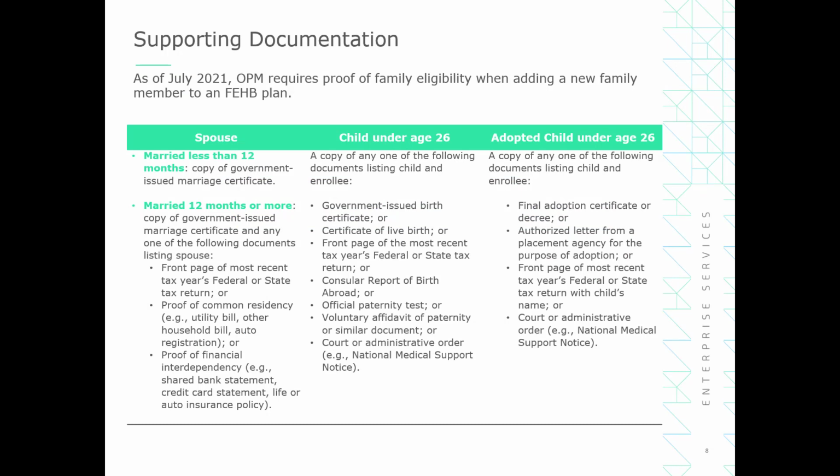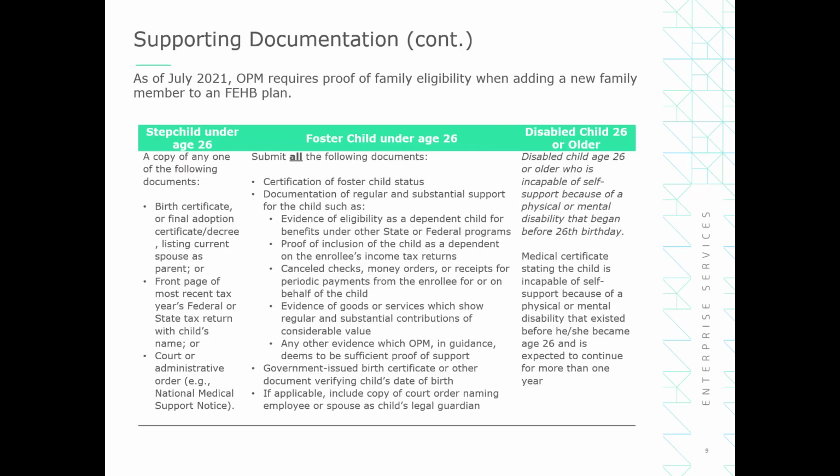As of July 2021, the Office of Personnel Management requires proof of family eligibility when adding a new family member to an FEHB plan. See the examples on the screen for the type of documentation that may establish family member eligibility for FEHB coverage. The enrollee may remove personal financial information and Social Security numbers before submission, and non-English documents must be accompanied by a translation.